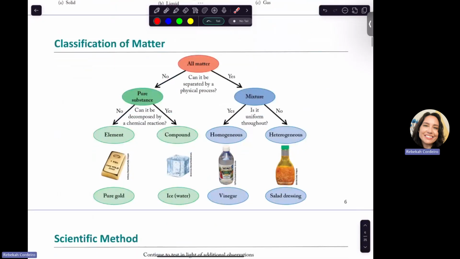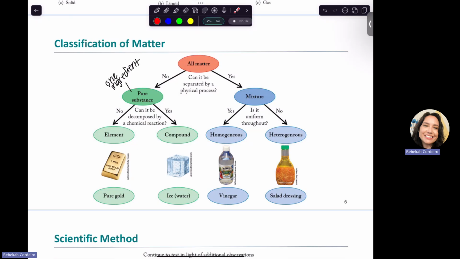So we classify matter by first deciding, can it be separated? So is it pure or not? If it can't be separated by a physical process, meaning non-chemical reaction, like just a physical thing like melting, boiling, picking it apart with tweezers or something, right? If it can't be separated with something that's relatively easy, not a chemical reaction, then we call it a pure substance. I like to think about pure substances as having one ingredient.